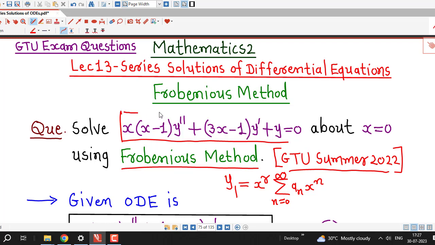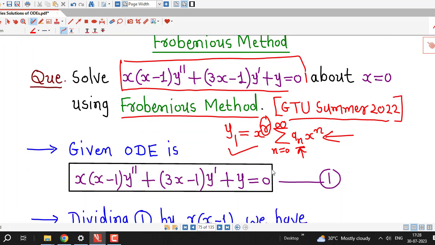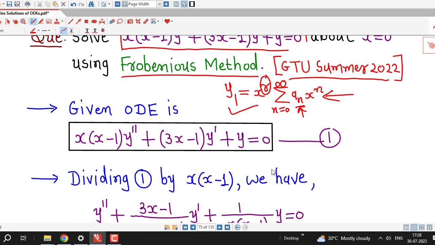So first we will prove that x equal to 0 is a regular singular point of this equation, and therefore this type of series solution is possible, and after that we will try to determine values of r and these coefficients, and then we will substitute them in this standard form of Frobenius method. So I have written this differential equation.